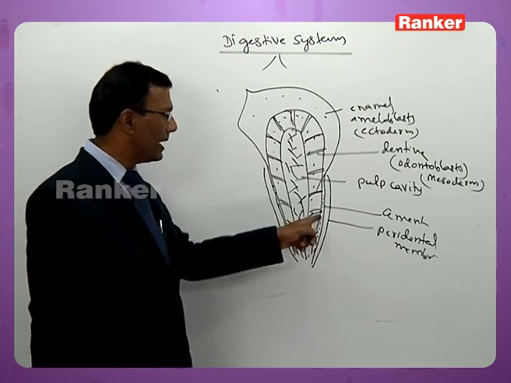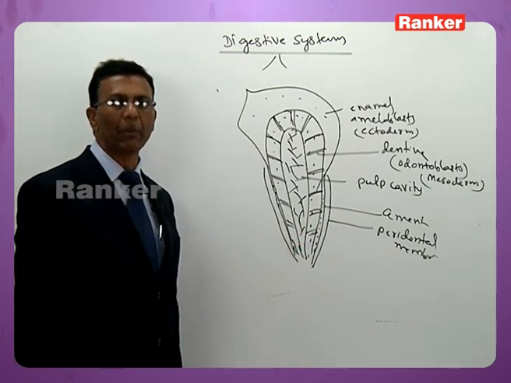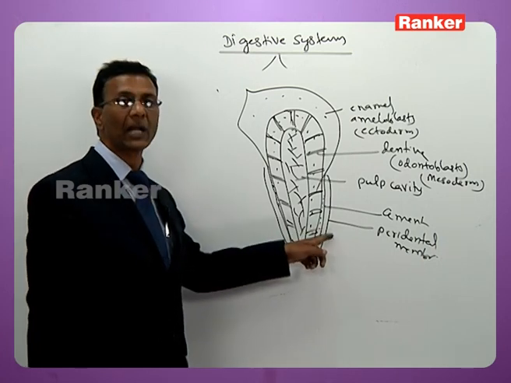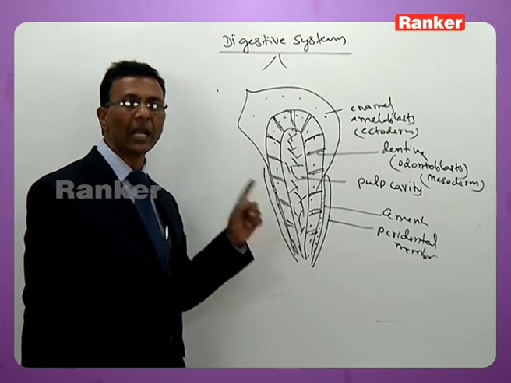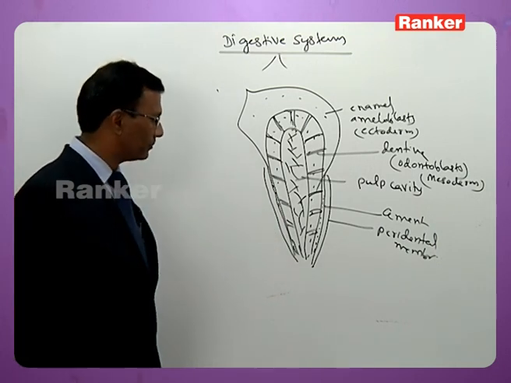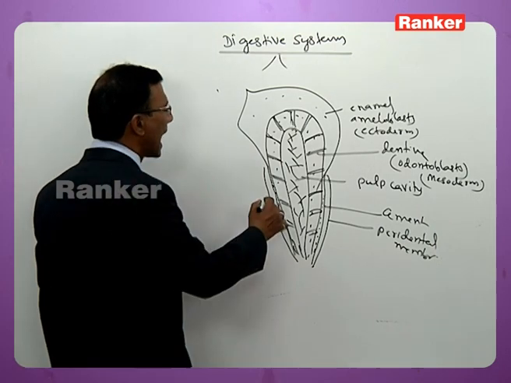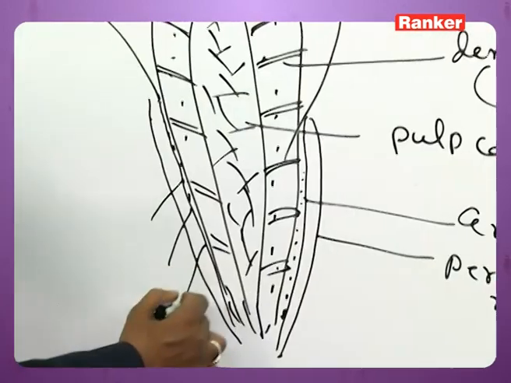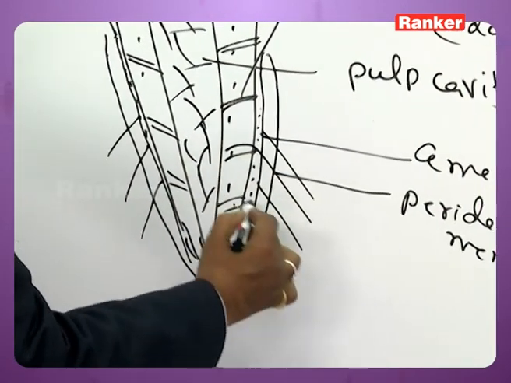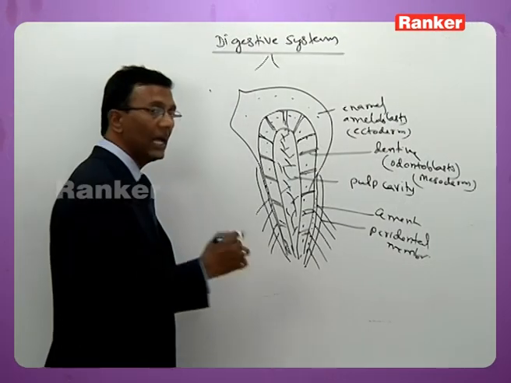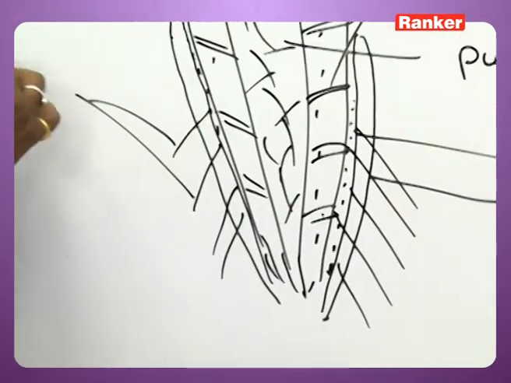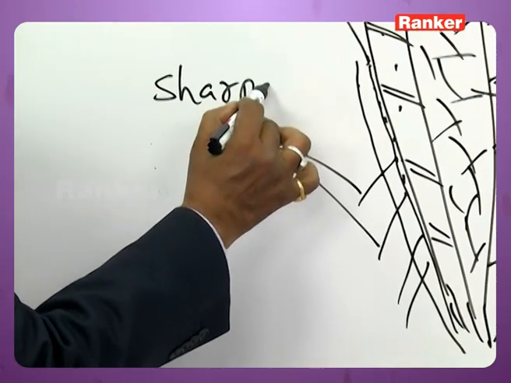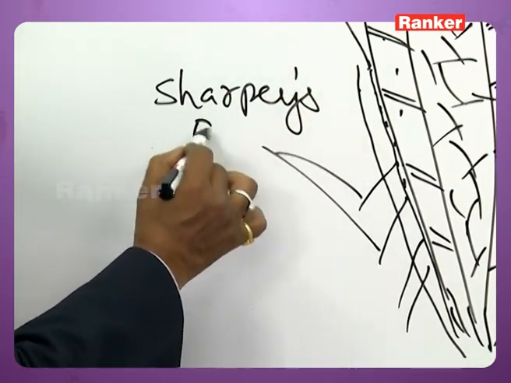So like that, there is cement, inner cement and outer peridental membrane. Peridental membrane comes in contact with the jawbone, and cement is the one which ensheaths the entire root part of the tooth. And root is anchored to the jawbone by certain collagen fibers. The entire root is firmly attached to the jawbone by certain collagen fibers known as Sharpey's fibers. What are they known as?